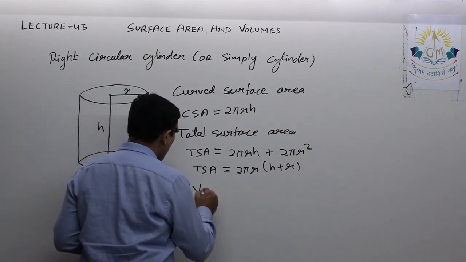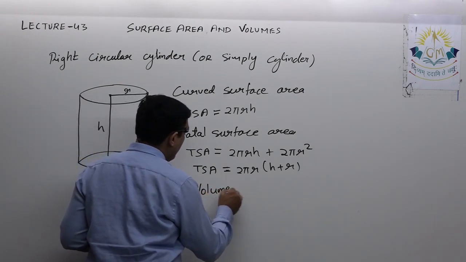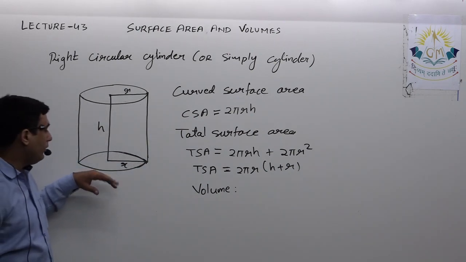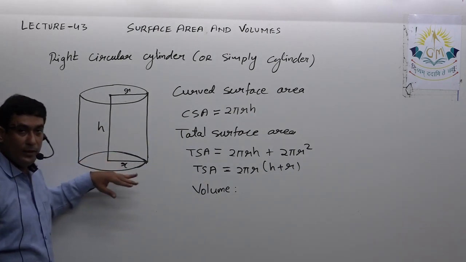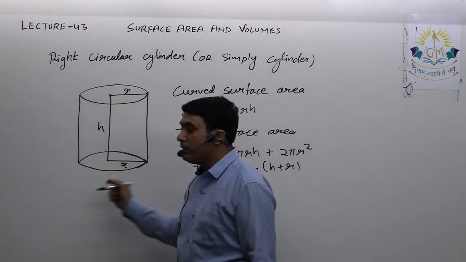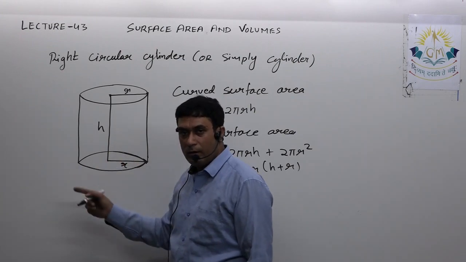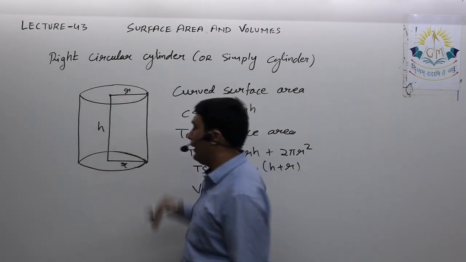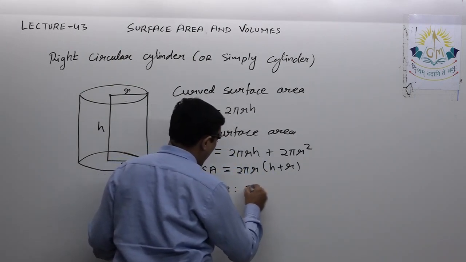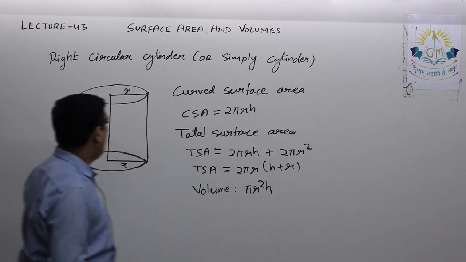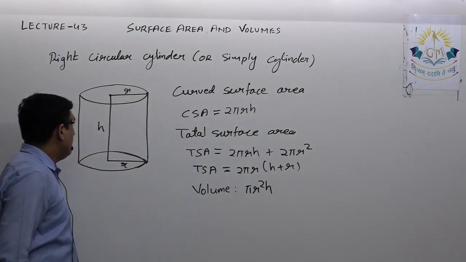Now, volume. As I told you earlier, not in all cases but generally, we get volume by area of base multiplied by height. Over here the base is circular and the area of a circle is pi r square. So pi r square into height, that is the volume, pi r square h. This is the volume of the cylinder.